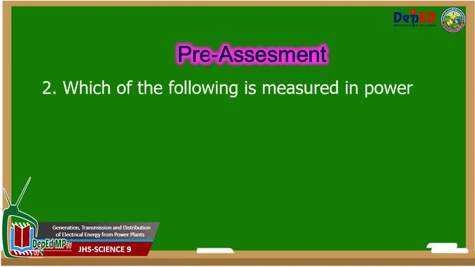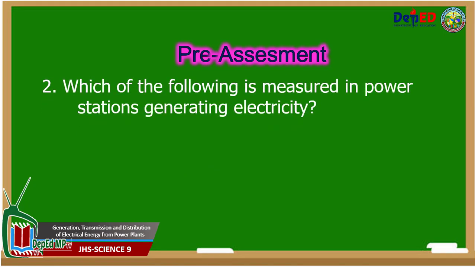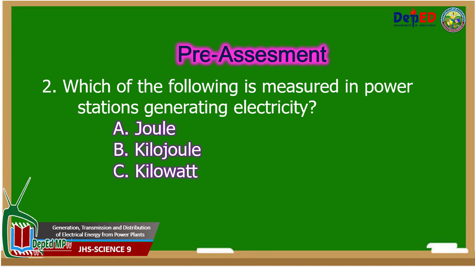Number 2. Which of the following is measured in power stations generating electricity? A. Joule. B. Gigajoule. C. Kilowatt. D. Megawatt.